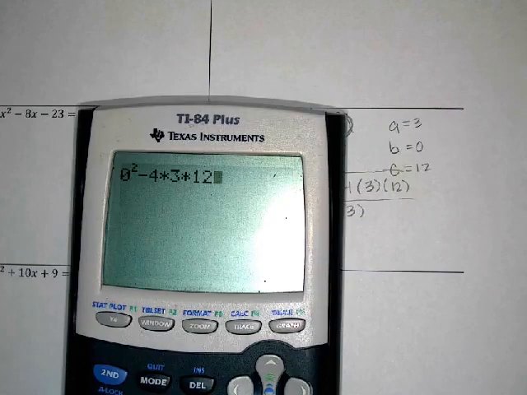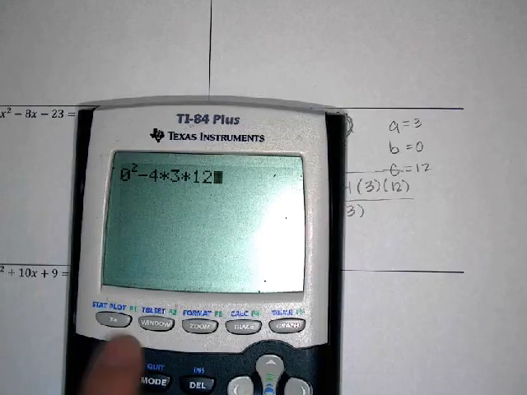Everybody get it? Alpha, y equals. Upper left. Okay, everyone get negative 144?